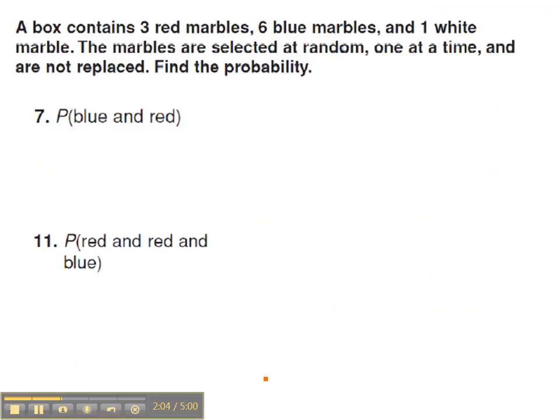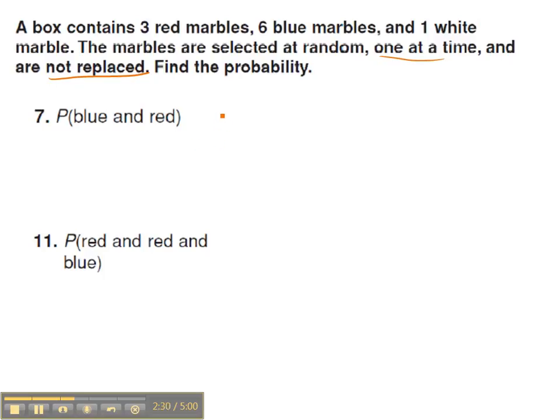These next problems are dependent events. Well, let's read the scenario first. A box contains 3 red marbles, 6 blue marbles, and 1 white marble. The marbles are selected at random, one at a time, and are not replaced. So since they're not replaced, the second time we pick a marble, the total number of marbles is different and the number of certain colors has decreased.